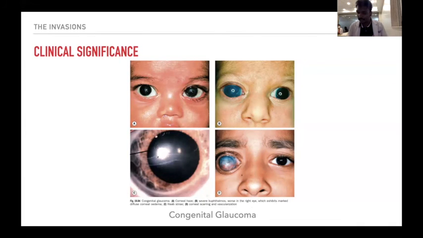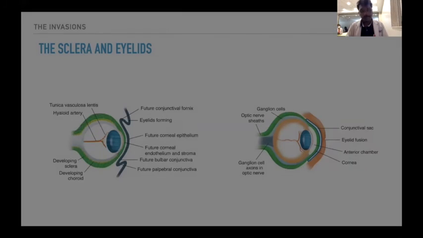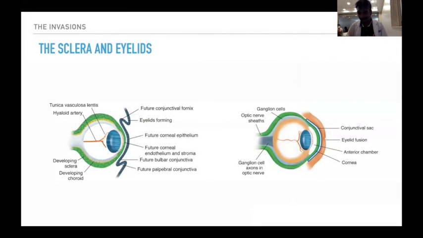And we can also see a beautiful representation of the Haab's striae, the multiple features of congenital glaucoma as well. Again, we are at the end, the last two to three slides. We have our green friends again over here. We might have forgotten, I didn't mention the sclera.